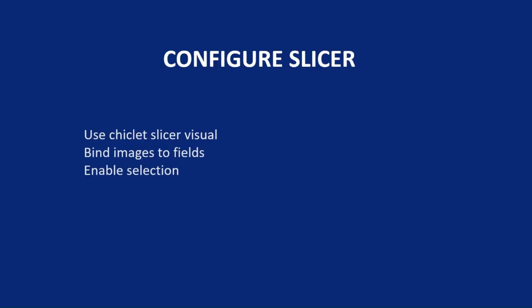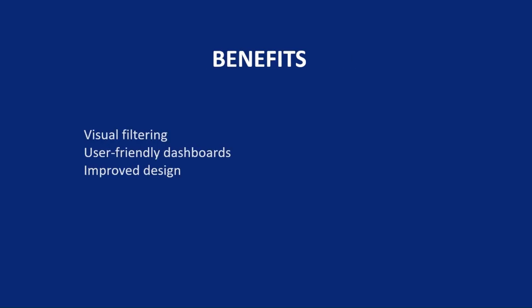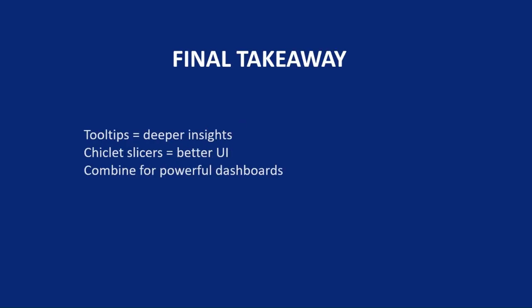Now add the chiclet slicer visual. Then bind your image field, connect it to your category, and enable the selection. Now users can filter using images instead of text. This is useful because it gives more intuitive filtering, a better user experience, and visually appealing dashboards. Users don't just read, they interact. So here's the final takeaway: tooltips add deeper insights, chiclet slicers improve the UI, and together they make your dashboard powerful and professional.